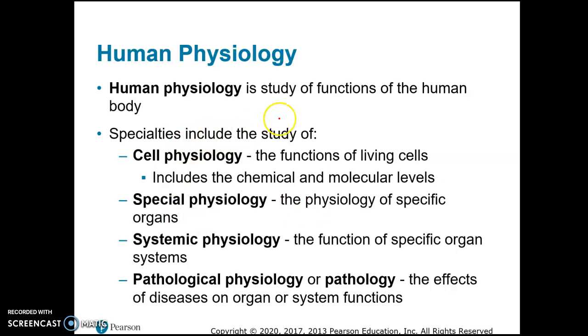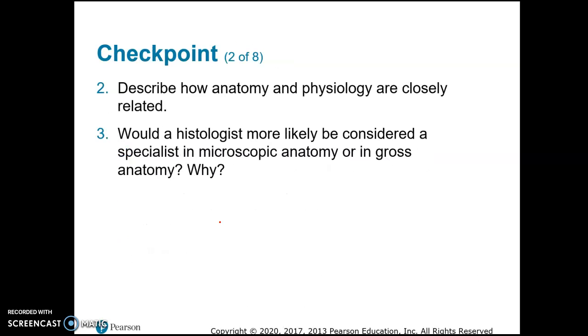Okay, so human physiology is the study of functions of the human body. We can talk about cell physiology, special physiology. That would be studying specific organs like the heart or the brain. Systemic physiology would be the function of a specific organ system, like the cardiovascular system. Pathophysiology or pathological physiology is studying the effects of diseases on organ or system functions.